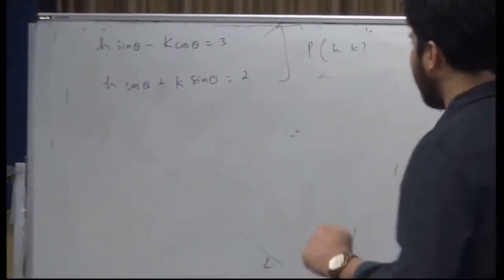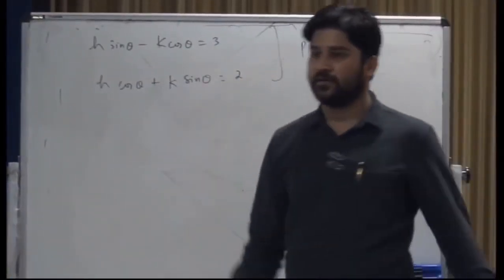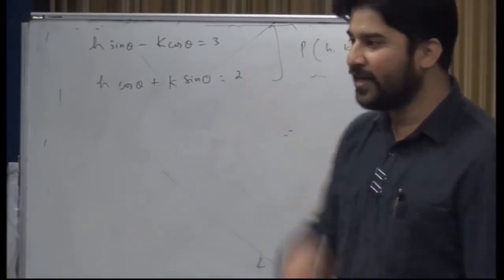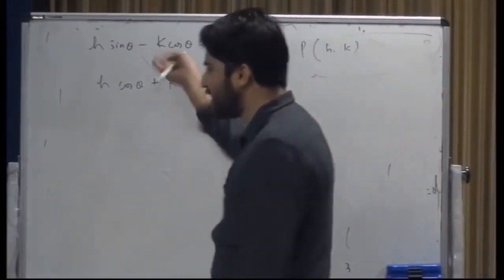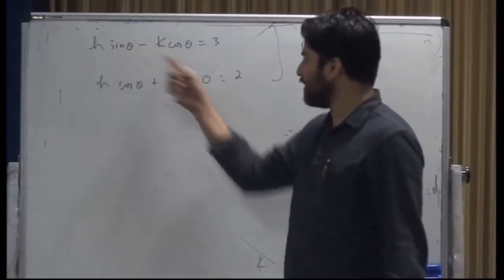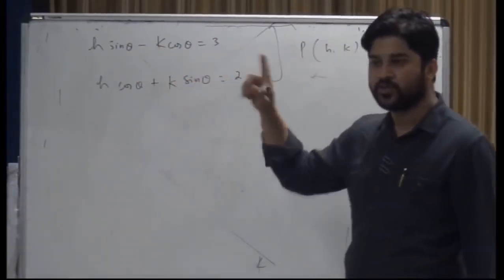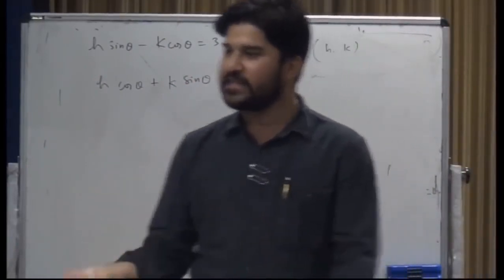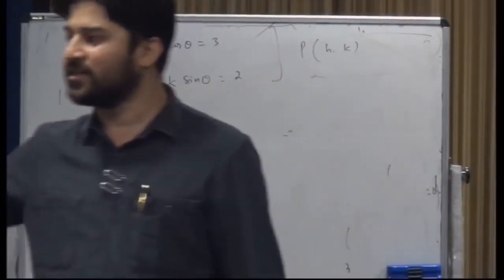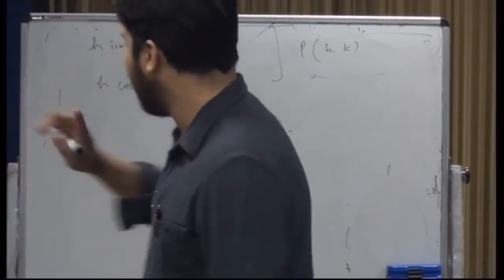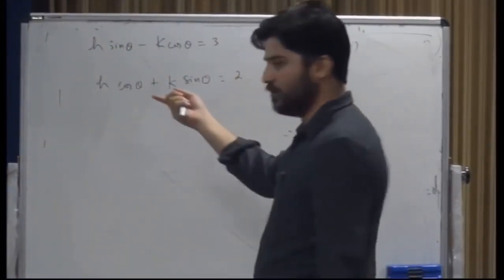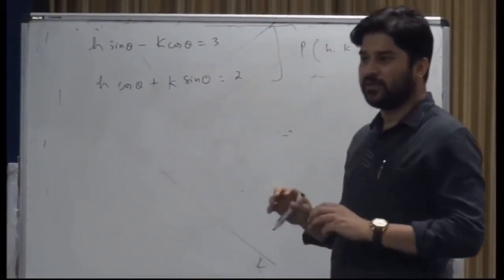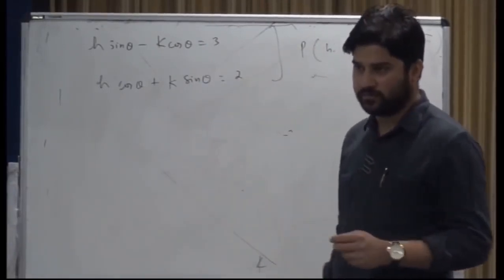Many people try to find h and k. But my idea is don't find h and k, find sin theta and cos theta, because you have sin theta and cos theta as variables here. So find sin theta in terms of h and k, find cos theta in terms of h and k, and then simply write sin square theta plus cos square theta is 1. Understood? If you only find h, you will get h as sin theta something, k as sin theta something. You cannot write h square plus k square is 1.